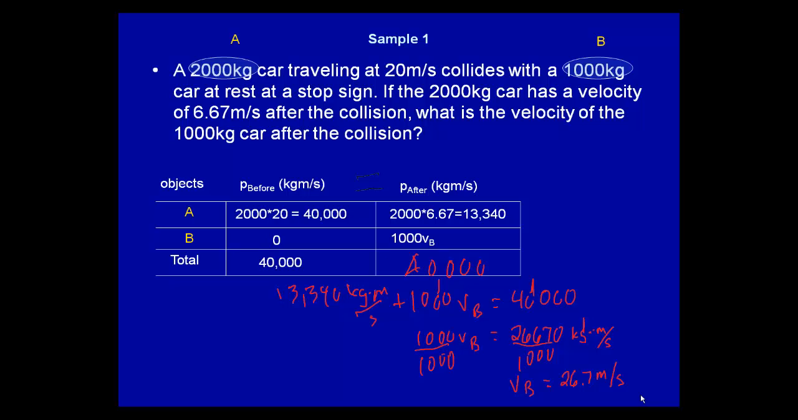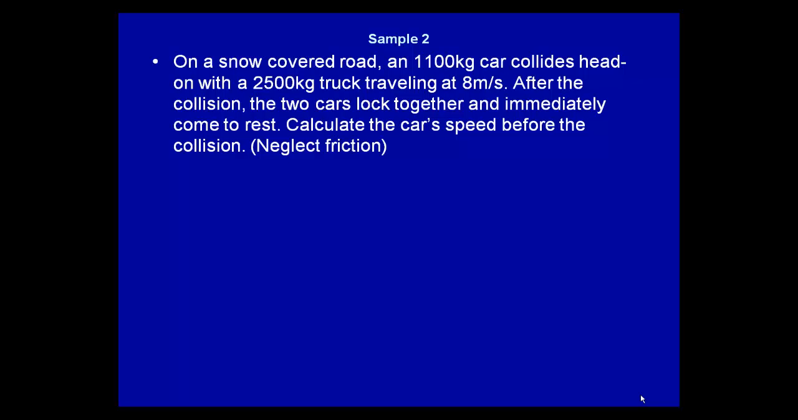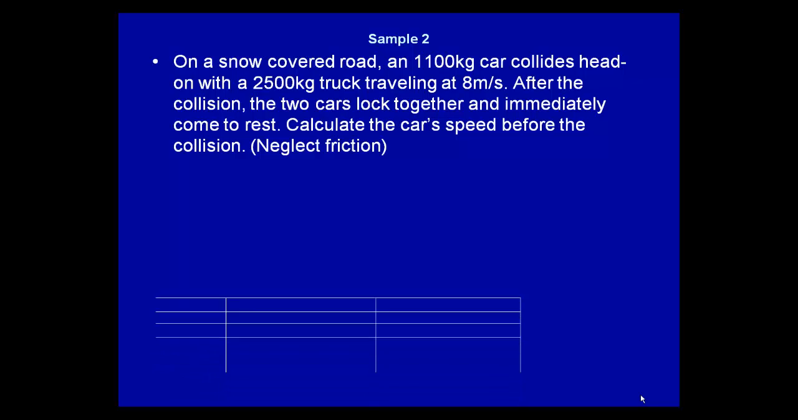Okay, let's take a look at another. On a snow-covered road, an 1,100 kilogram car collides head-on with a 2,500 kilogram truck traveling at 8 meters per second. Not good. After the collision, the two cars lock together and immediately come to a rest. Calculate the car's speed before the collision, and we're going to neglect friction. So again, fairly straightforward, except now they're coming directly at each other.